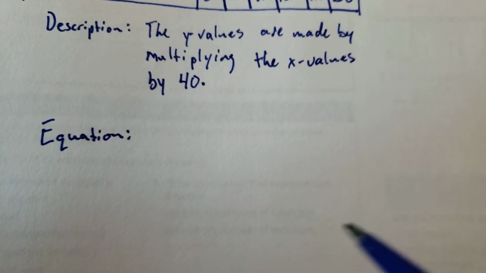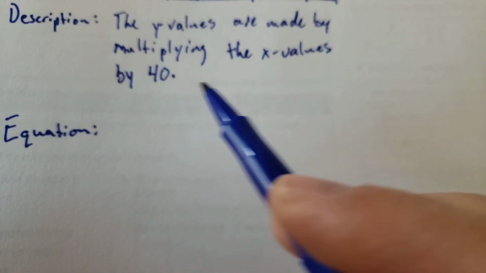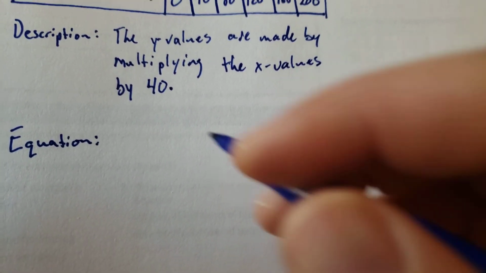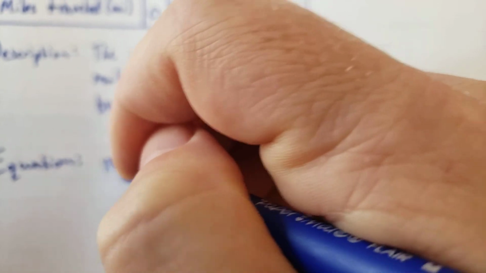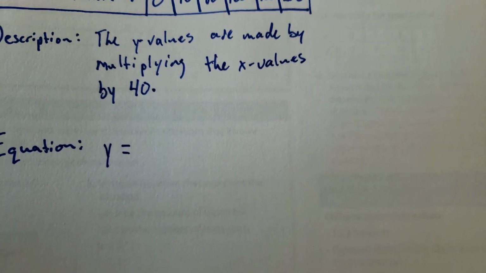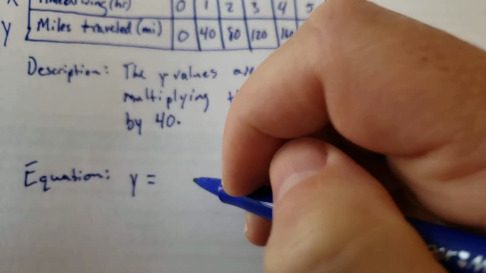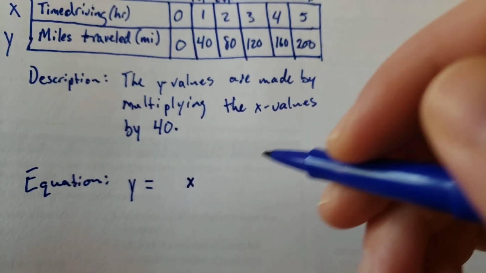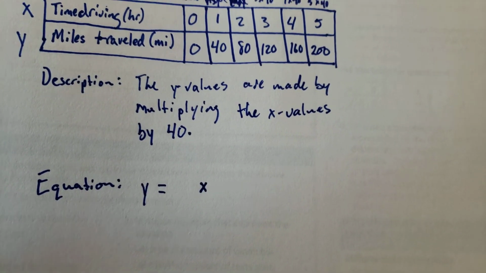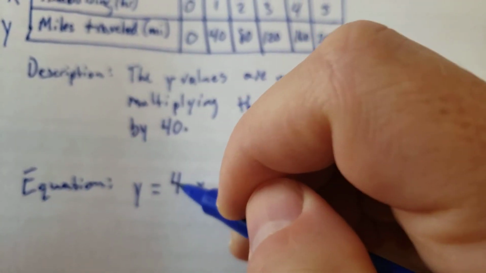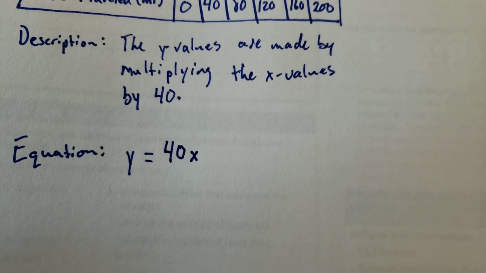So again, to make my equation, take my description and just put it down in symbols. The y values are made, y equals, by multiplying the x values by 40. And when we do 40 times x, we always write 40x because that's how we do it in algebra.